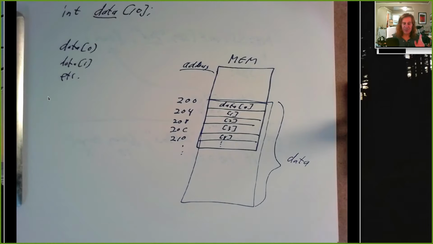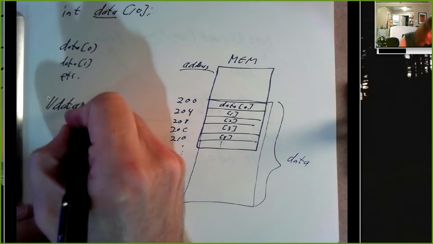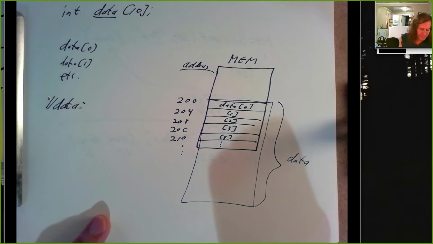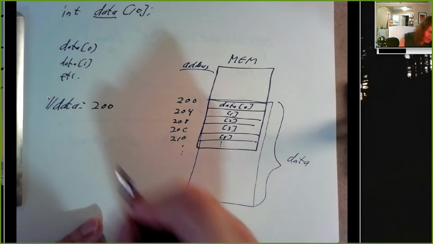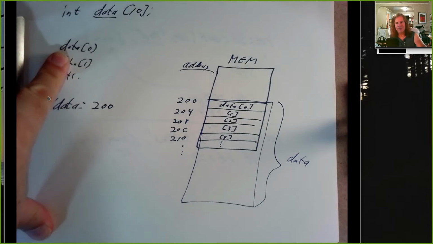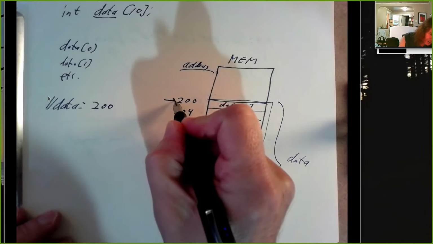Here's the really weird part, and this is the part that's absolutely essential for understanding any of this stuff. When this is done, data is really just like a single integer, and it's initialized to the value 200. The word data does not correspond to the value of the first element in your array. The word data in the compiler's mind is the address where the array begins.